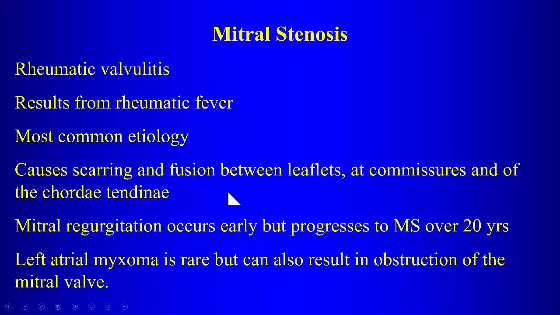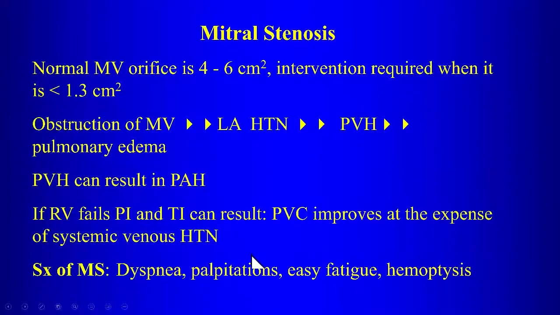This is the most common cause of mitral stenosis. We get scarring of the leaflets at the commissures. The early lesion is mitral regurgitation. So at first the patients develop mitral valve regurgitation, which then progresses to mitral stenosis over many years. As far as the differential on radiograph, left atrial myxoma from obstruction of the mitral valve can look similar on the chest radiograph, but 99% of cases will be rheumatic heart disease, 1% will be left atrial myxoma. So it's a very rare cause of that.